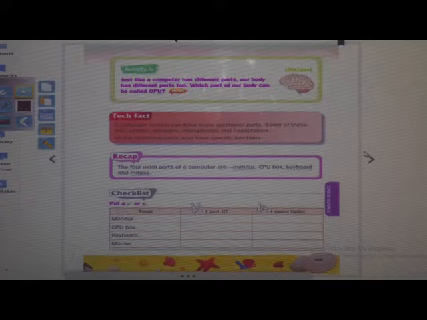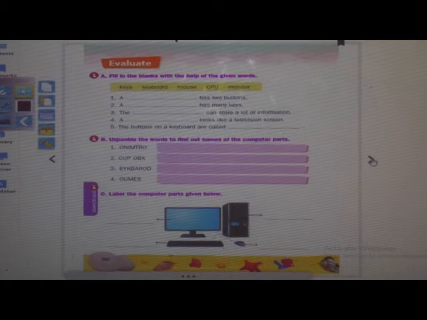So let us do a recap of this lesson. The 4 main parts of a computer are, yes you can tell, monitor, CPU box, keyboard and mouse. So students, have you understood the lesson? Yes. Now let us solve the exercise.